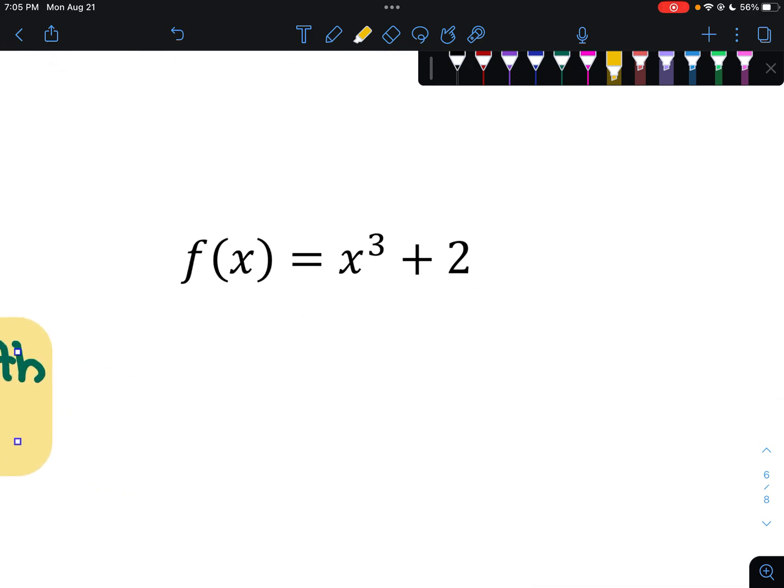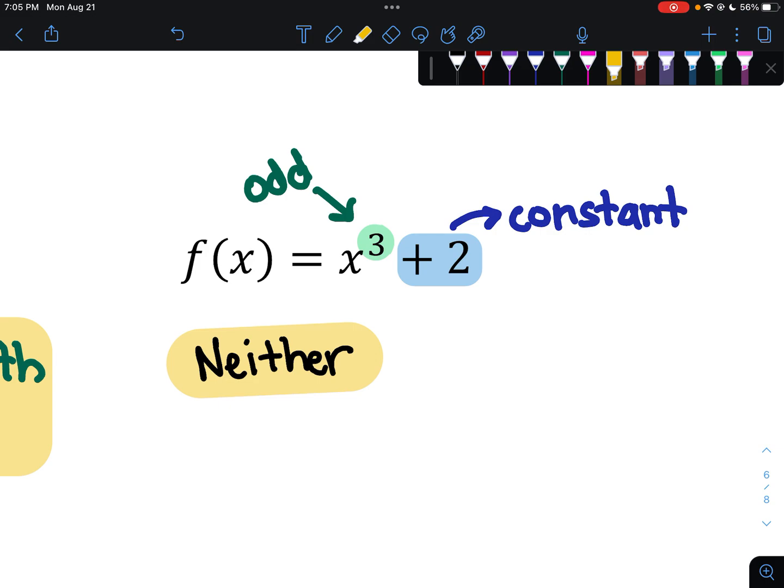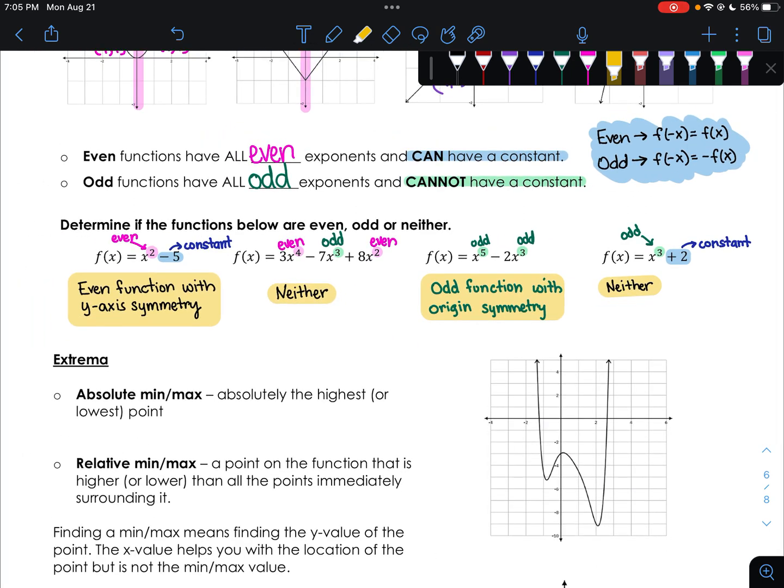Looking at the next one, I see that I have an odd exponent, but I also have a constant. So because there is a constant with an odd function, it will not have odd symmetry. So this is going to be another neither, with no symmetry, because again, it is an odd exponent with a constant, and that was bullet number 2. It cannot have a constant.